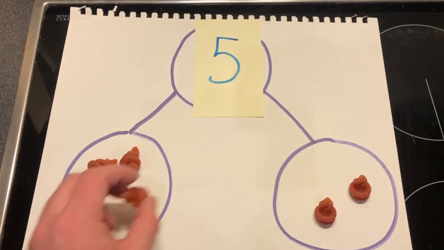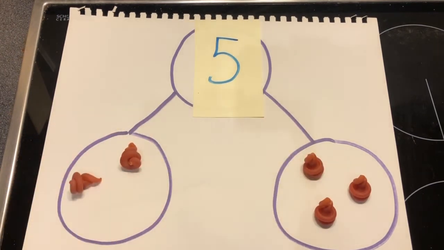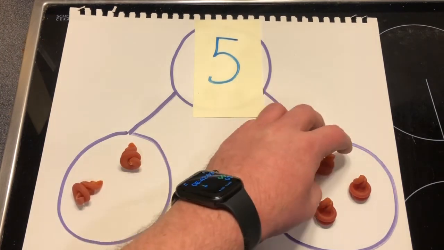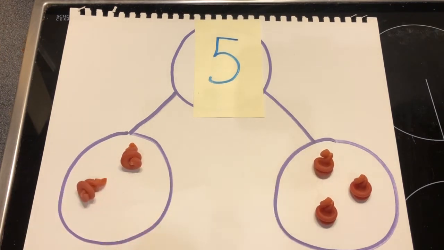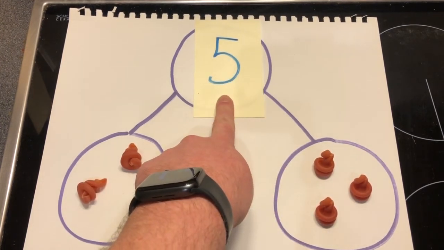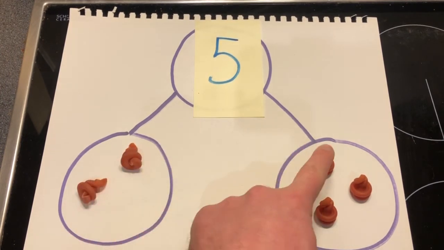Now, I'm going to move that over to that side. Is it still 5? Can you put 2 in one part and 3 in the other? Count them and tell me, is it still 5? You can pause the video if you need to. Yes, it is still 5. How many is in this part? 2. How many is in this part? 3. 2 add 3 is the same as the number 5. It is equal to the number 5. 1, 2, 3, 4, 5.